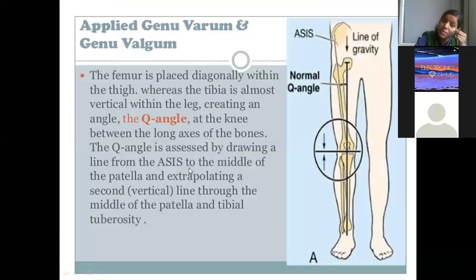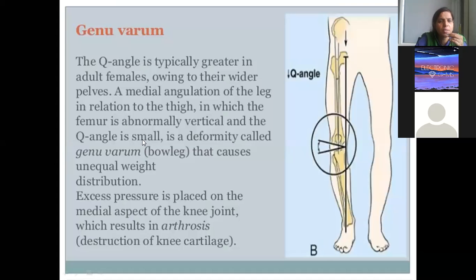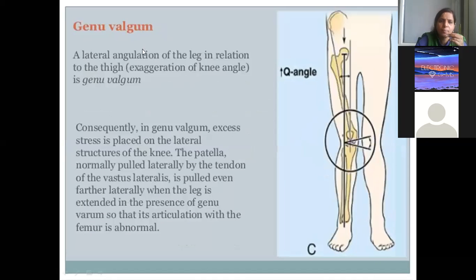Okay. Now, based on this, see the femur is placed diagonally. This is what is described here. Genu valgum and genu varum are the two types of deformity. The Q angle is typically greater in adult females. If it is further increased, you call it varum. If it is reduced, you call it valgum.